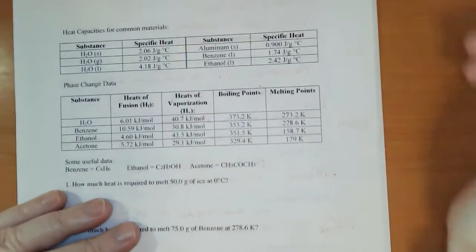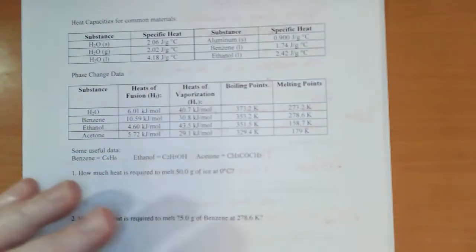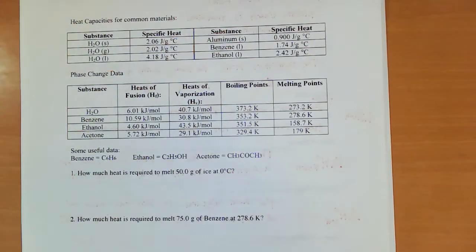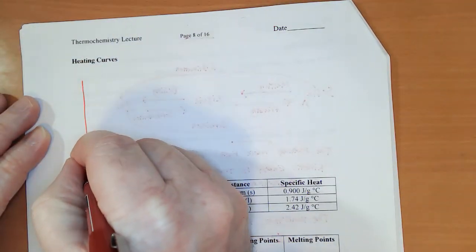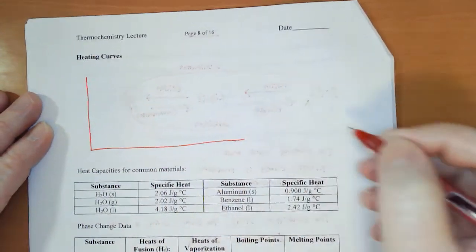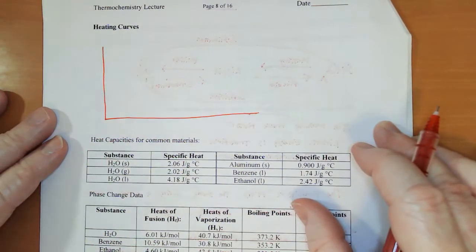Now, values. Let's go on to page number 8 here. You really don't need to know the values of any of those. They will always be provided for you in tables. Okay? So, a little bit about heating curves. And you did a lab on this last year. It was an at-home lab, actually, doing it in the kitchen.